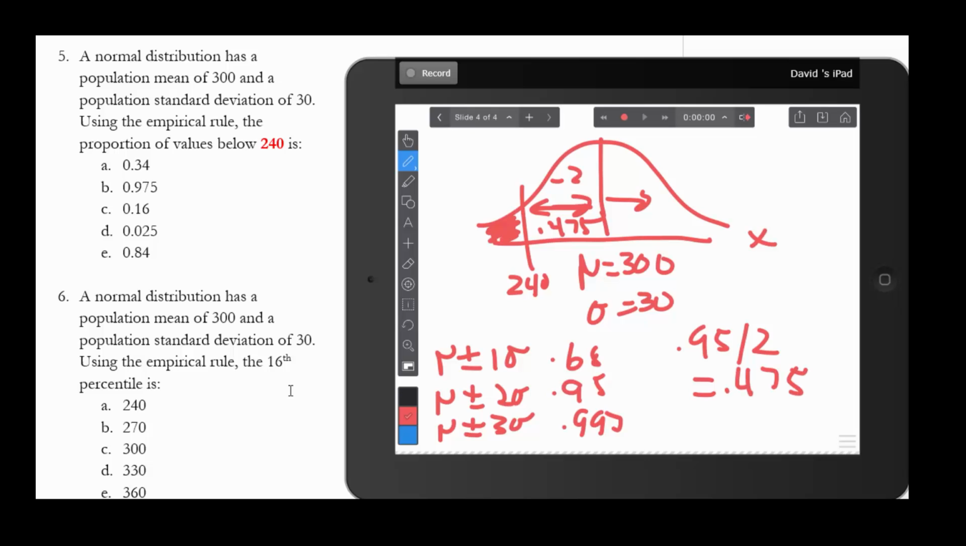But that's not the area we're looking for. We're looking for the area out here. So to get that, we know that this is a perfectly symmetric distribution with half of the data, or 0.5, below the mean of 300. Well, if it's 0.5 from the mean down and 0.475 here, the area in the tail is going to be 0.5 minus 0.475, that's 0.025 will be the answer on that. And that is option D.